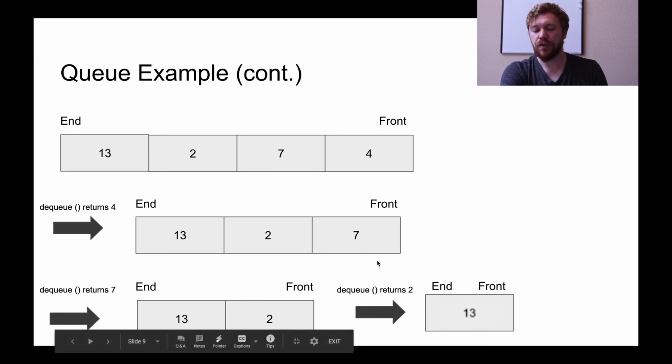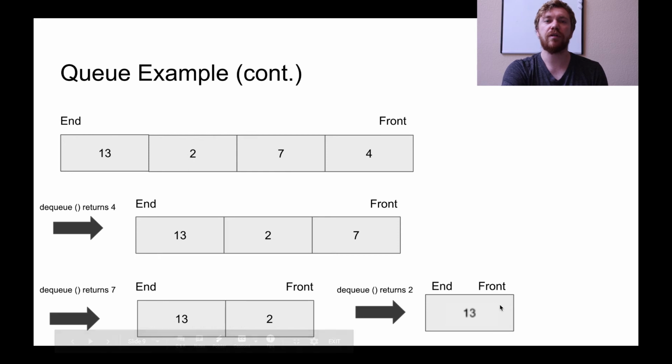And if we run dequeue again, it will return a 2 because 2 is now at the front of the queue. If we dequeued one more time, then the 13, since it is at the front of the queue, it's the only element in the queue, that would then get returned by dequeue.